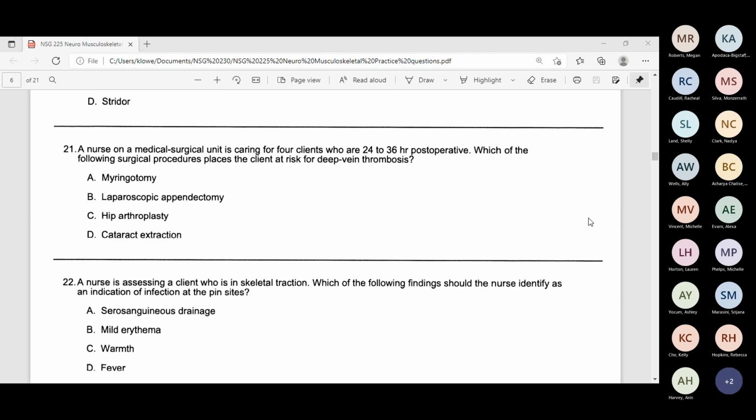A nurse on the medical surgical unit is caring for 4 clients who are 24 to 36 hours post-op. Which of the following surgical procedures places a client at risk for a DVT? The hip, yes. Anytime we're going into that joint capsule, they're more at risk for a fat embolism, for a DVT.